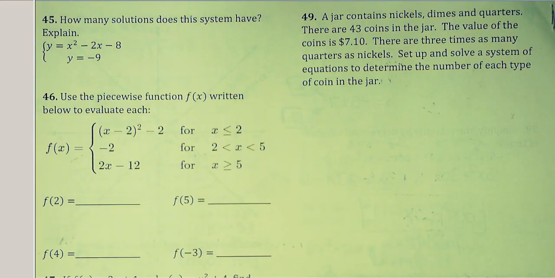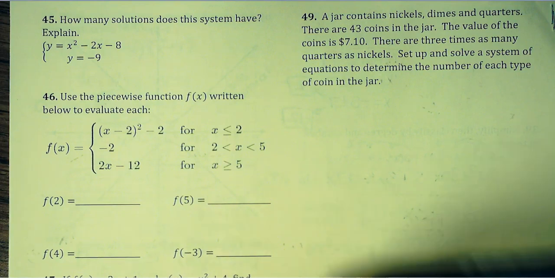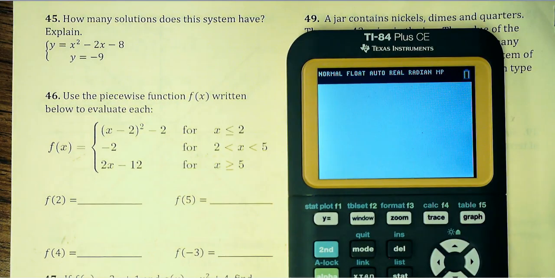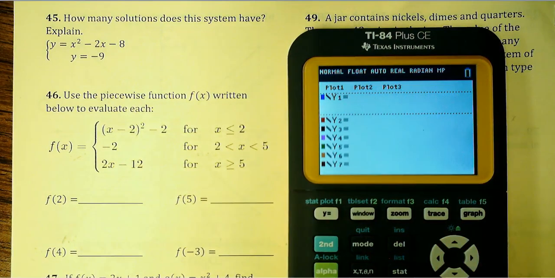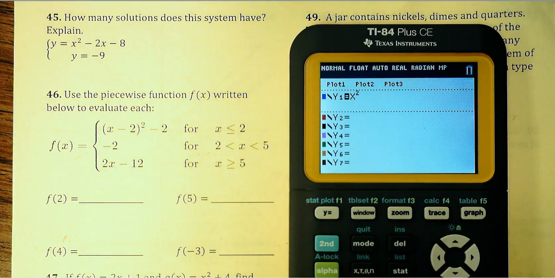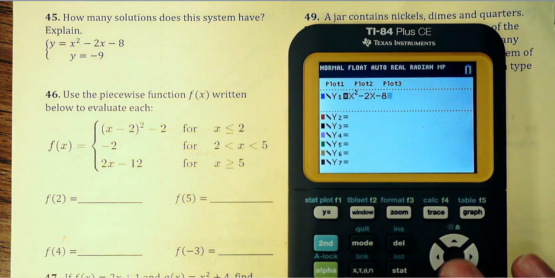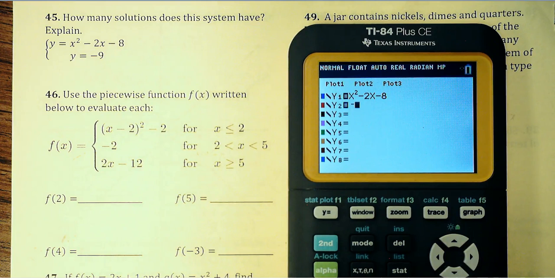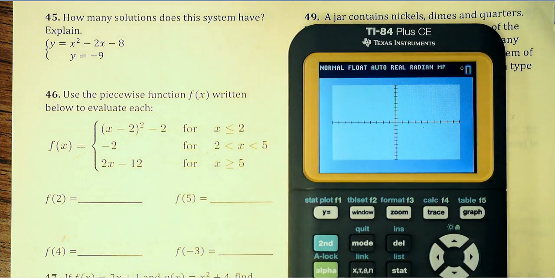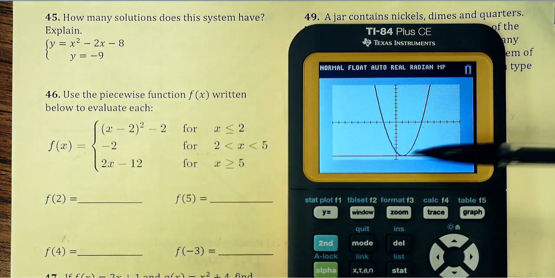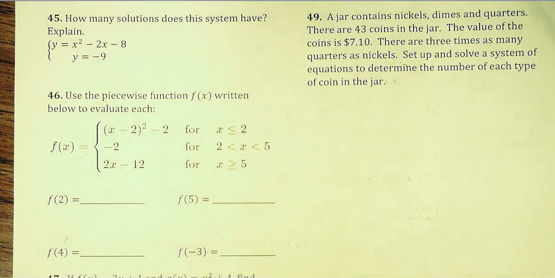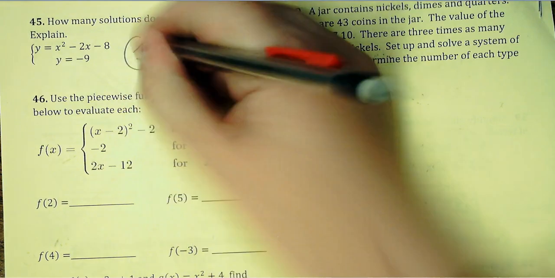For number 45 here, we're going to see how many solutions this system has. Best advice here, let's just graph these two things. That first one is a parabola, x squared minus 2x minus 8, and then just y equals -9. So I'm just going to put that on the graph there. And we're trying to figure out how many points these two things have in common. And it looks like it is just going to be the vertex of the graph there. So this is just going to have 1 point in common. So how many solutions? I'm just going to say 1.